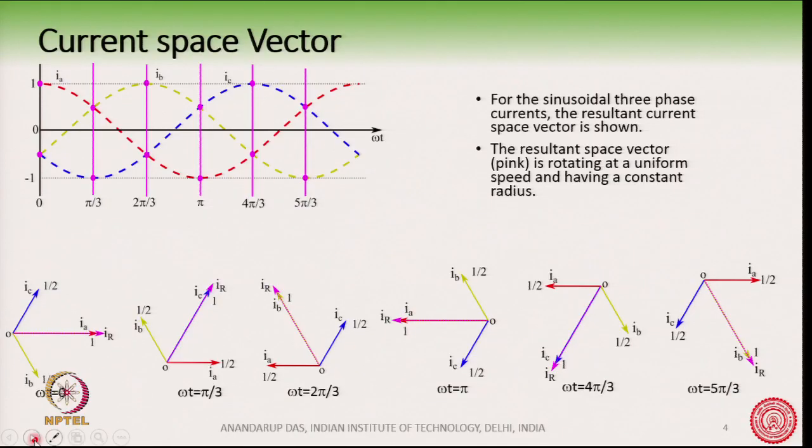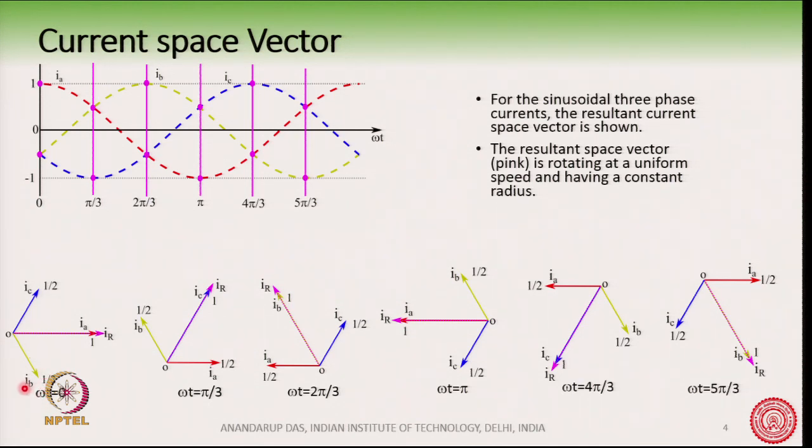In order to visualize it better, we have taken this current space vector here. On the top we see that there are three currents, for example, load currents, and we have taken sinusoidally varying currents iA, iB, iC, three phase current. Now, the resultant space vector for this three phase current is shown by these diagrams here at different time instants.